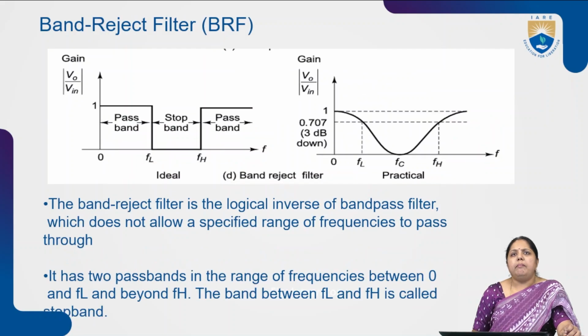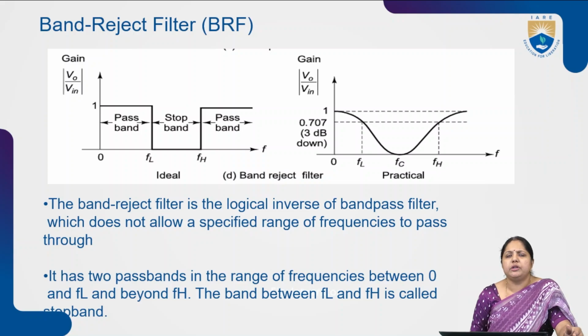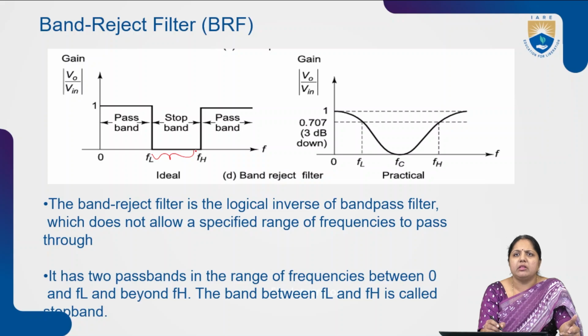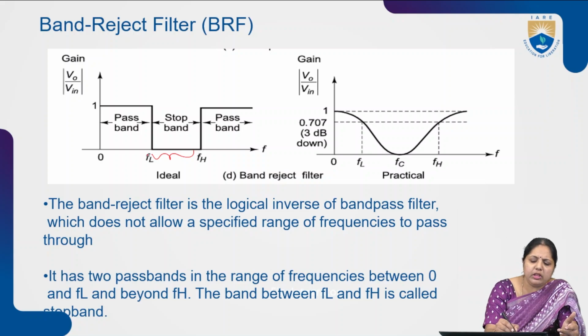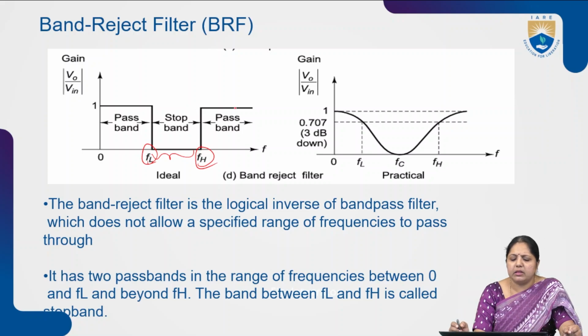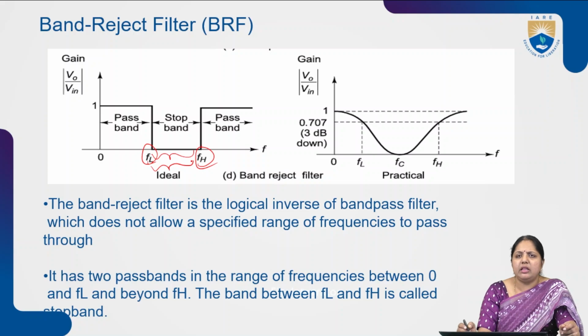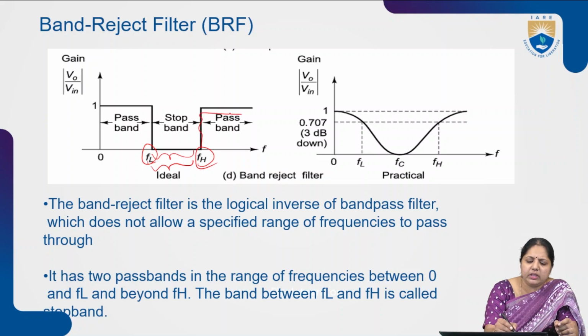Okay. Next, band reject filter. Band reject filter does the inverse operation of the band pass filter. Inverse operation of the band pass filter means only in between certain ranges of frequencies, it does not allow the passage of the signals, and below this frequency and beyond this frequency, it will allow the passage of the signals. So whatever this band is, it is a stop band. This is a stop band, and below this and beyond this frequency, this is the pass band.